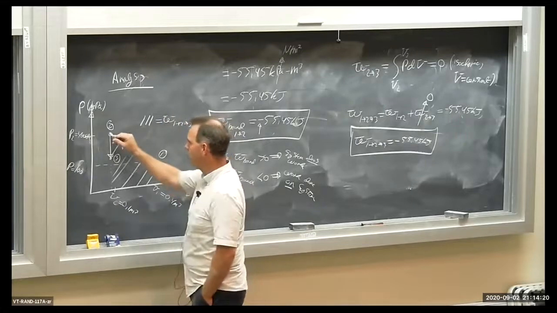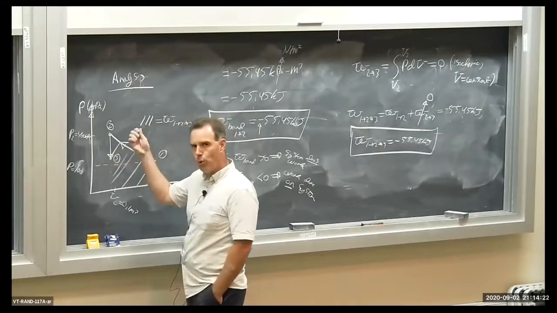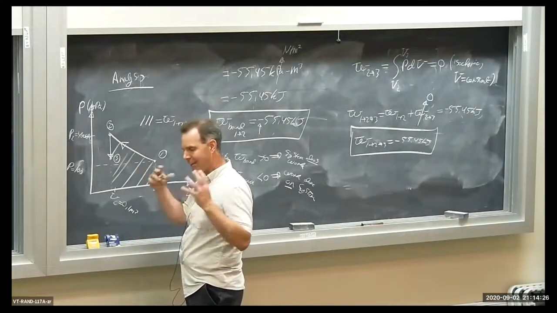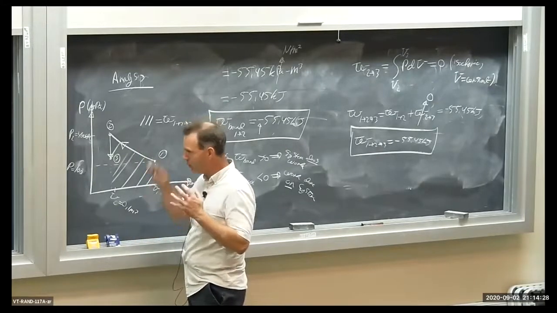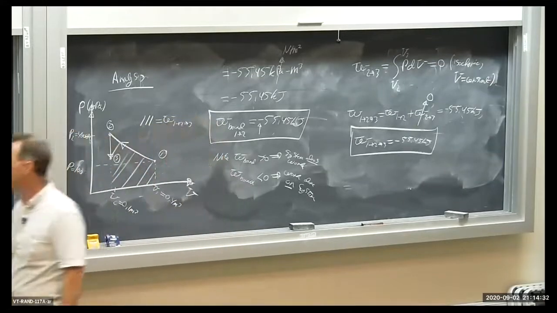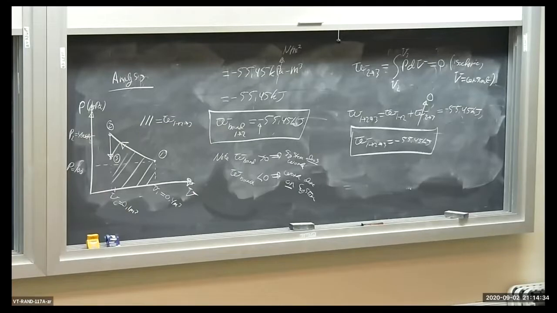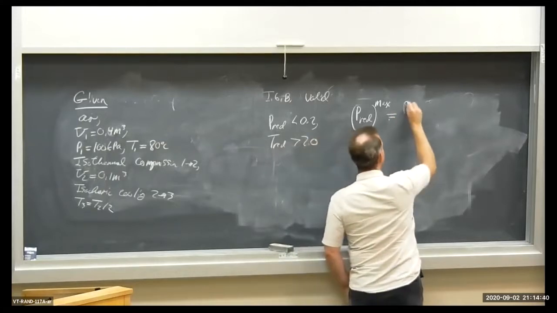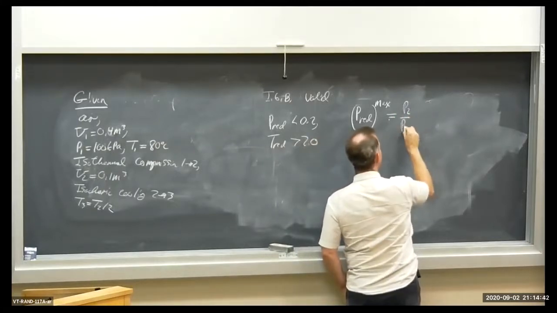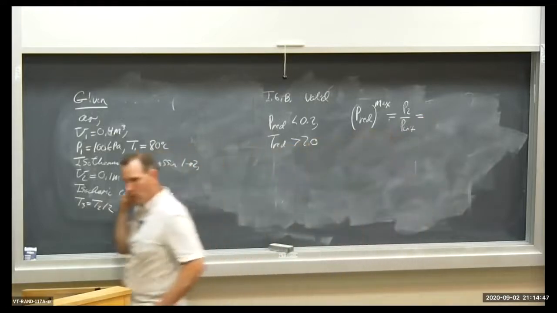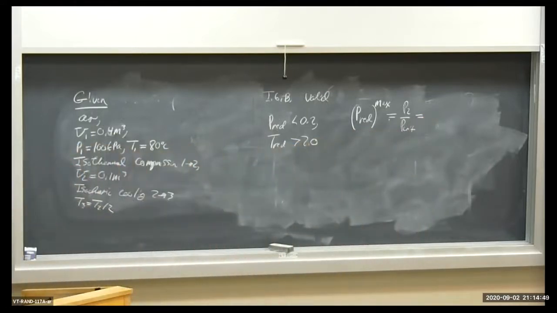From state 1 to 2, and then we get cooling. As you cool the gas, the pressure should fall, done isochorically. So a gas in a rigid container, you cool it, the pressure should fall. The maximum pressure should be at state 2. So that's going to be equal to P2 over the critical pressure. What is P2 over the critical pressure?